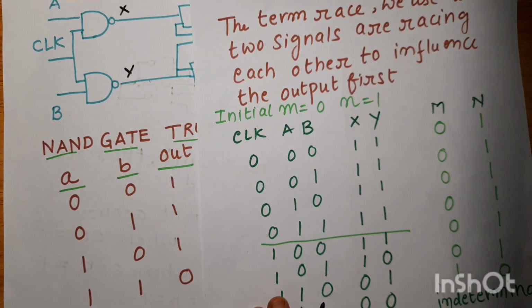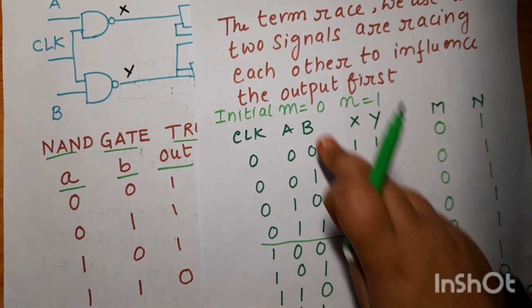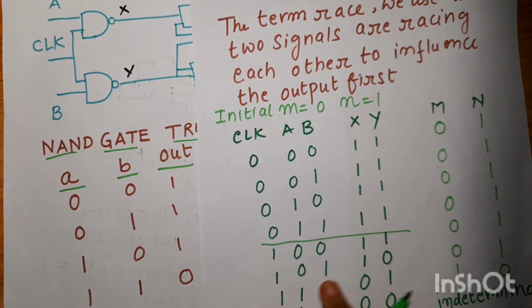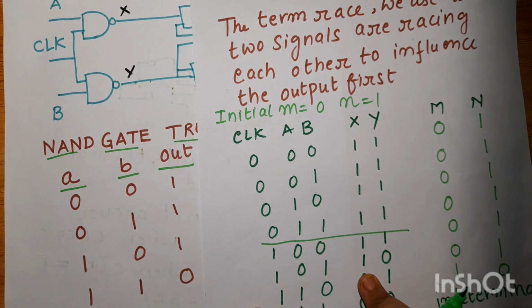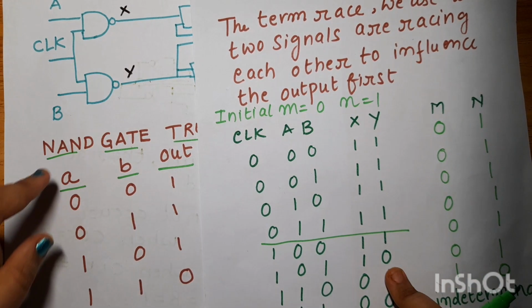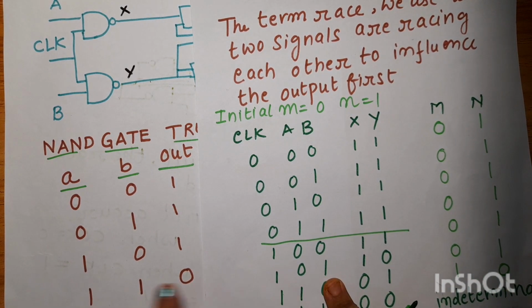Now when clock is 1 and A is 0, B is 1, at that point of time X would be 1. But Y, both the inputs are 1, 1, so output would be 0. So X and Y are 1, 0.